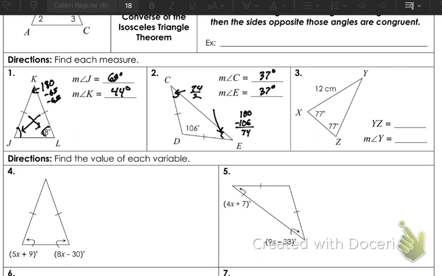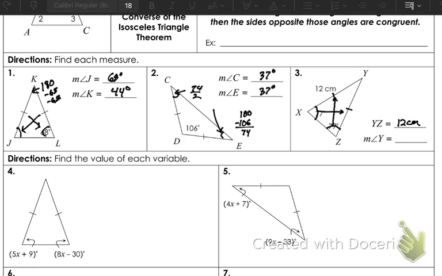Okay, our next one, do you see how it says YZ? We're no longer asking for an angle, we're asking for a length. We're looking for that length from Y to Z. We now have to use the converse. The converse of the theorem says, if you ever have two angles that are congruent in a triangle, see how this is 77 and 77? Those are both congruent. That means the sides opposite those angles must also be congruent. So if that's 12 centimeters, then my YZ must also be 12 centimeters.